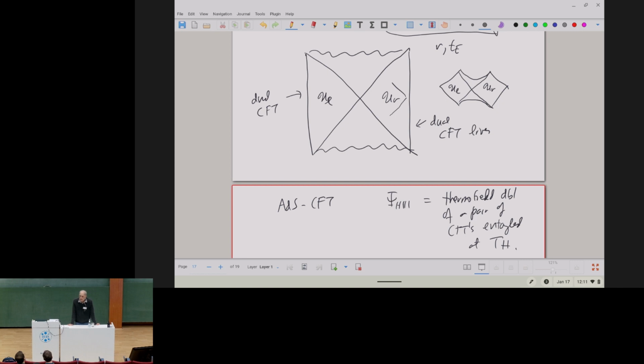If you have any thermal system, you can define what's called the thermofield double Hilbert space. But the thermofield double Hilbert space may or may not be simply a tensor product of two copies of the original Hilbert space. So here at low temperatures, everything I said is true regardless, but it's more interesting when the thermofield double Hilbert space is not a simple tensor product of Hilbert spaces. And that will be the case when the black hole is stable.